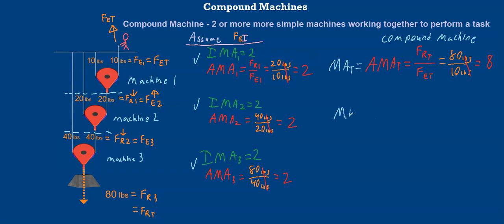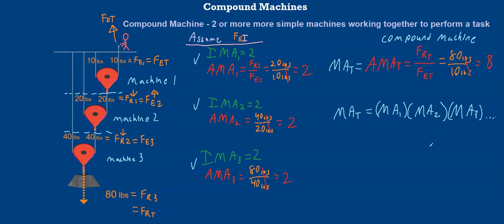For example, we could take each individual mechanical advantage of the machines and multiply them together. So I can say the mechanical advantage of machine 1 multiplied by the mechanical advantage of machine 2 multiplied by the mechanical advantage of machine 3. And if there were more, we could do it more. And if there were less, we would just do however many there were. But we multiply them together.